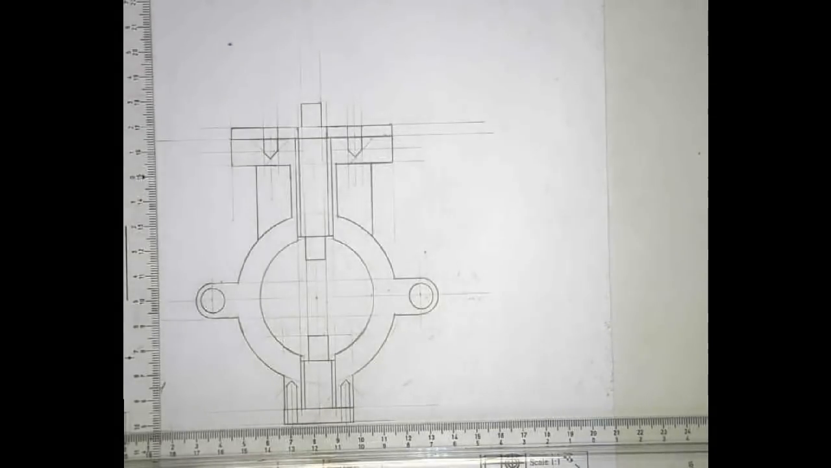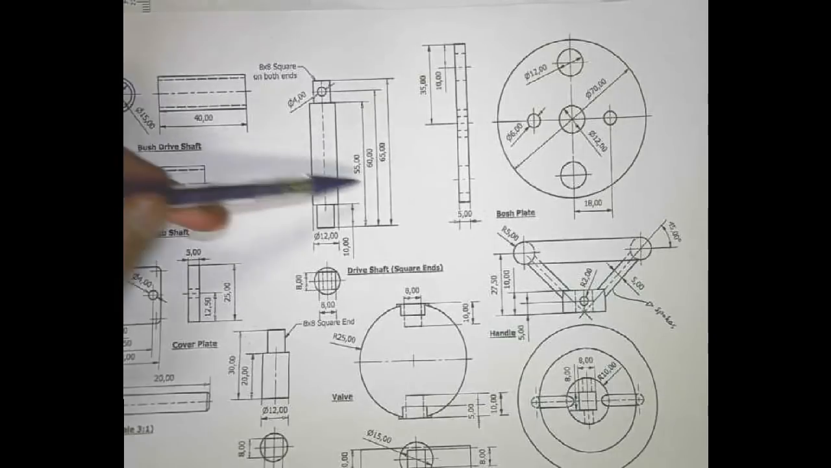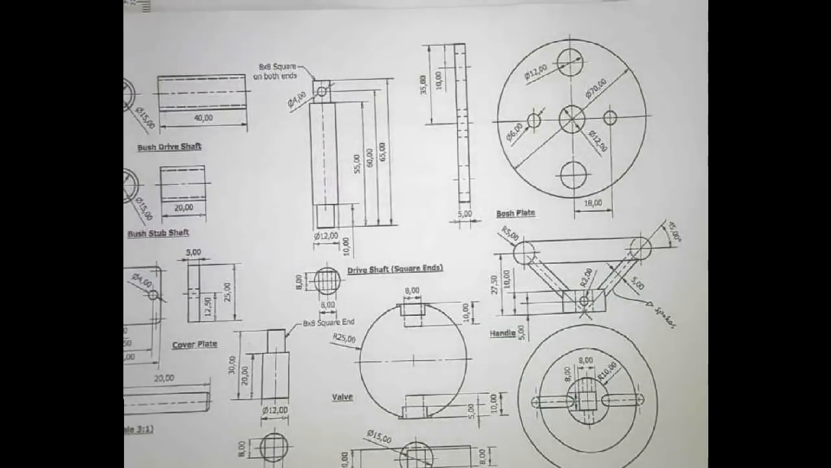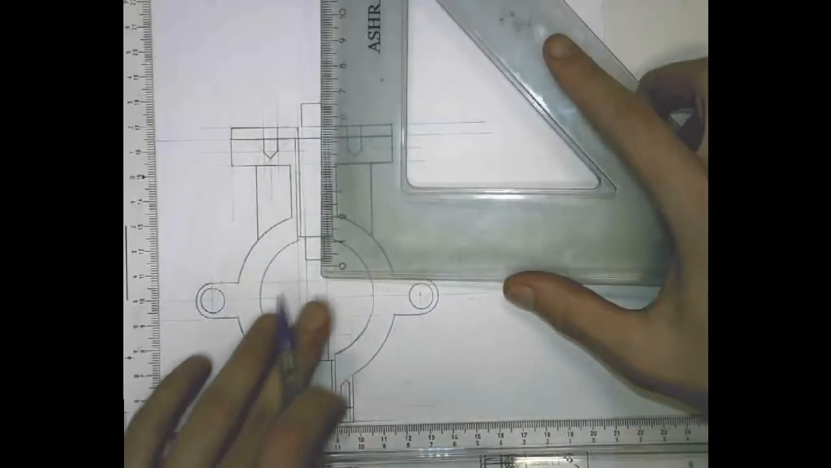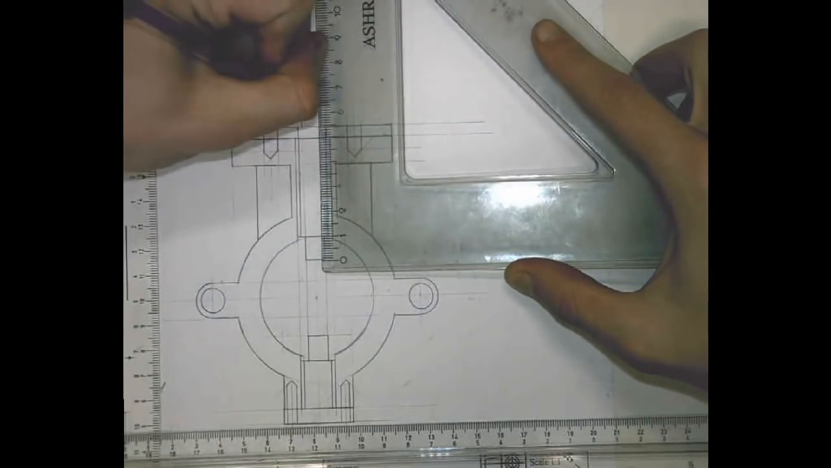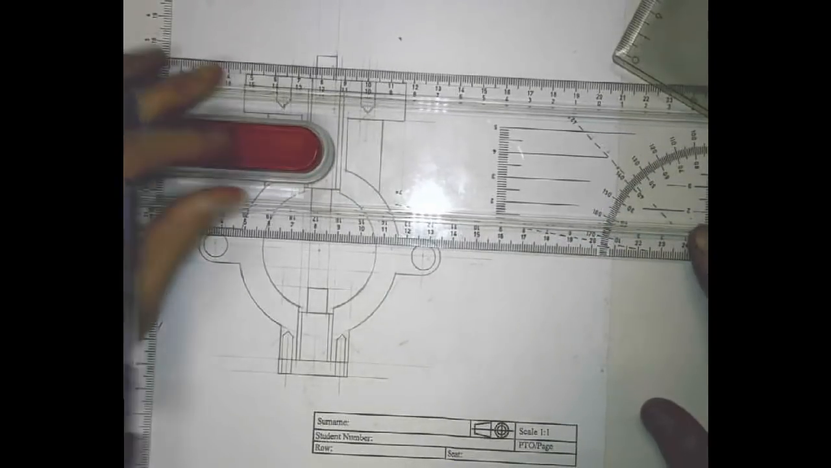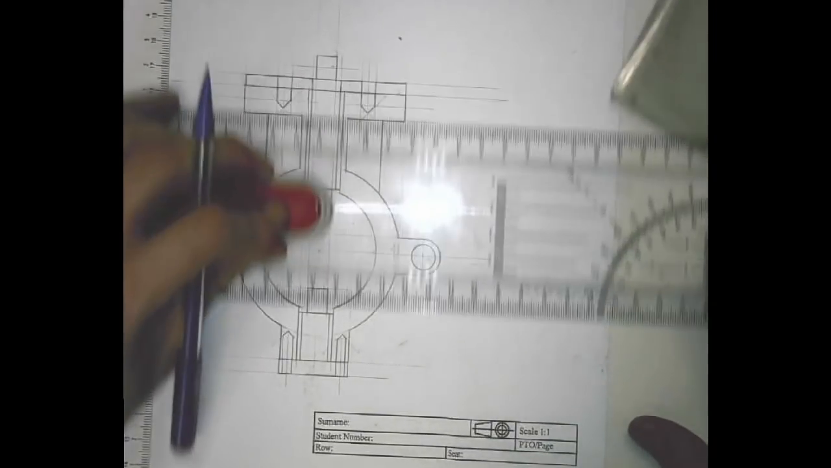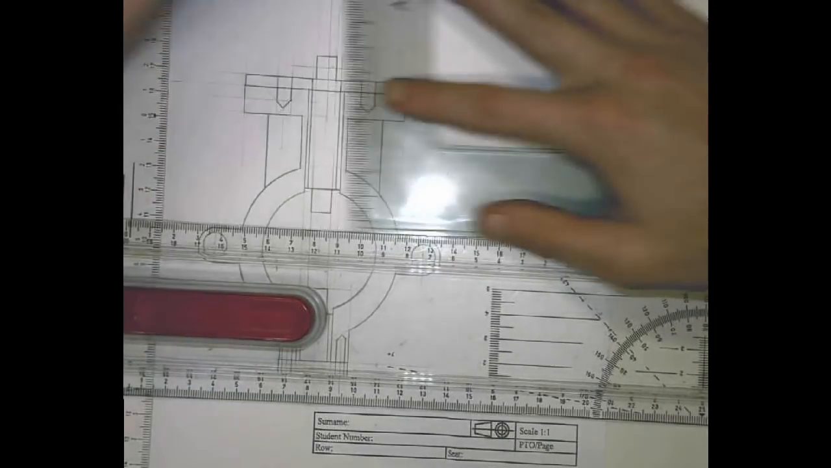And then the last detail is to include the 4mm hole, which is a 60mm distance from the bottom of that drive shaft. So we'll measure up 60 from here. And we'll put in the center line for that hole.